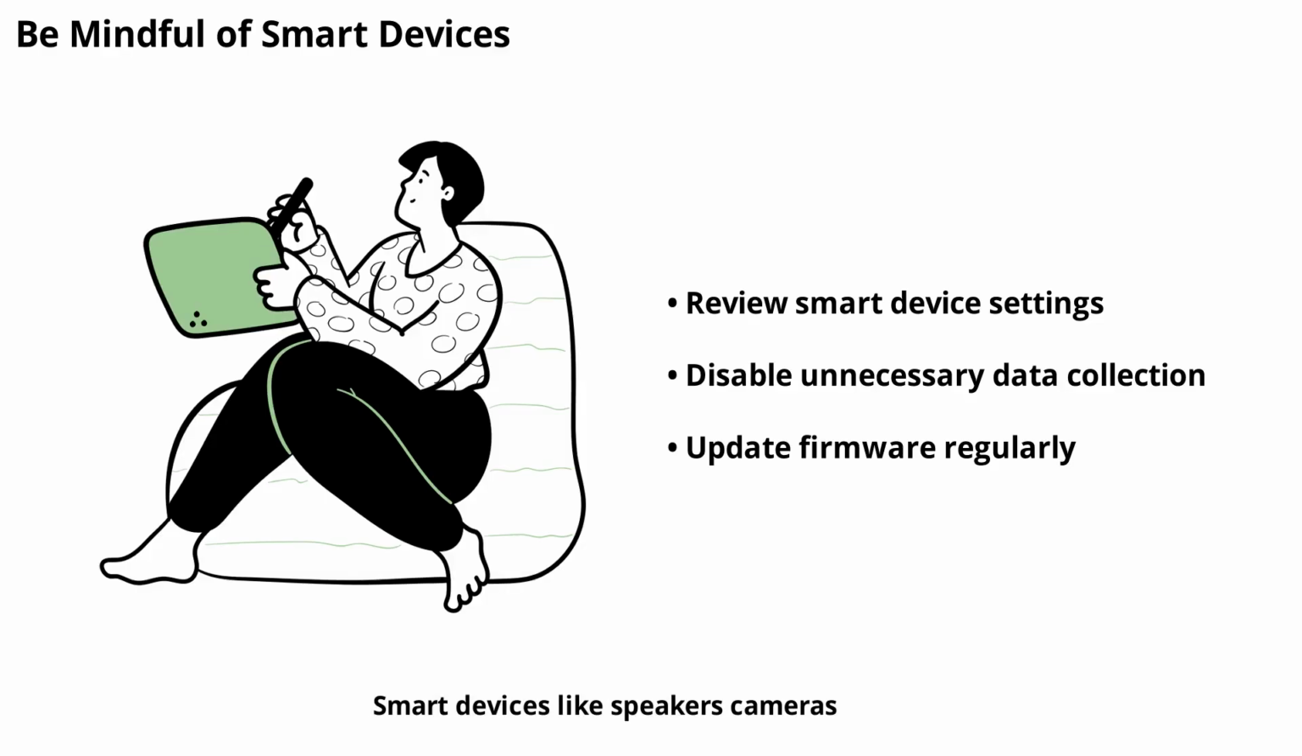Smart devices like speakers, cameras, and wearables often collect data to improve their services. Check the privacy settings on these devices and disable unnecessary data collection features. Regularly update device firmware to patch security vulnerabilities. Being cautious with smart devices helps prevent your data from being used to train AI without your knowledge.